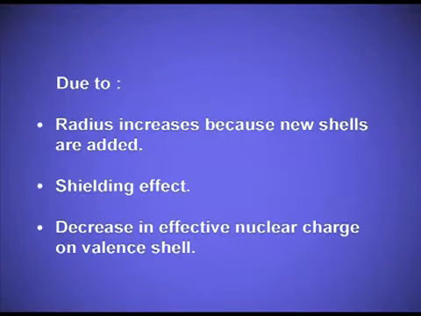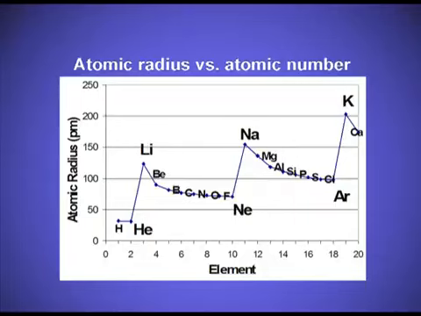Hence, there is the expansion in the electron cloud, and it is also responsible for the increase in the atomic radii. Decrease in the effective nuclear charge on the valence shell. This is due to the screening effect. So, we have seen that from top to bottom in a group, there is an increase in the atomic radii.